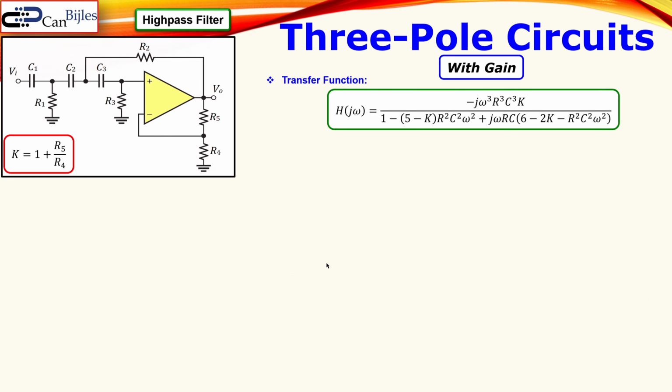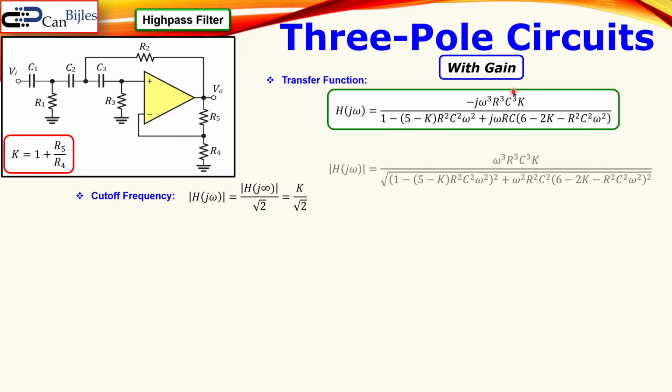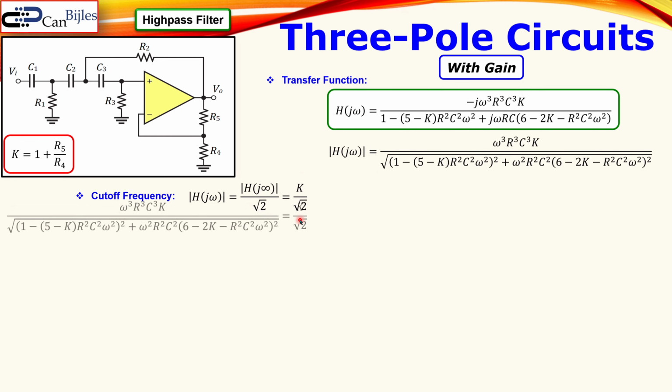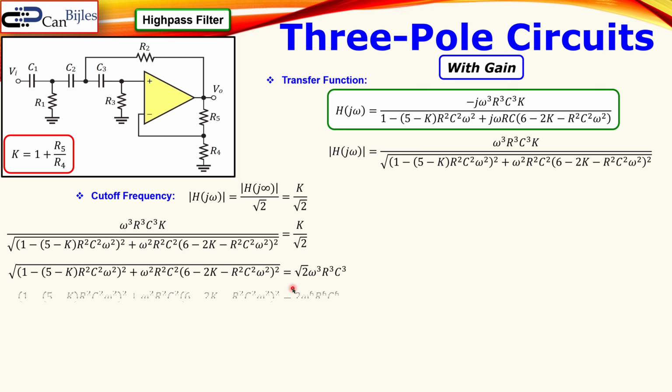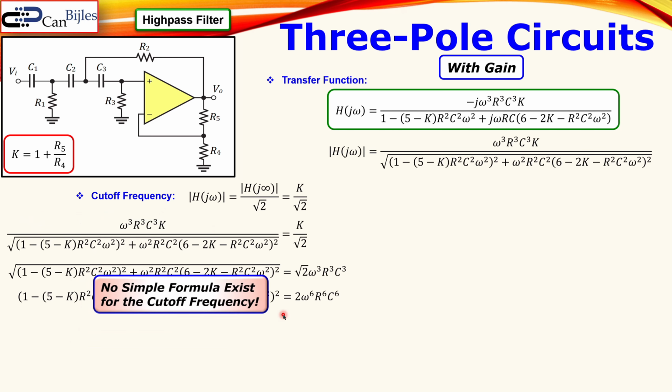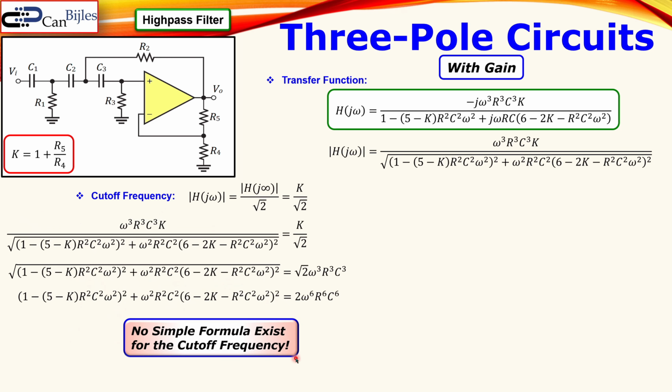Okay, what happens then for the high pass filter? That's a similar problem we have also here. So we can again find the cutoff frequency, looking at the high frequency gain, which is k, and again we take the absolute value of this one, which is the magnitude, equate that to that one, and try to solve it, which is of course impossible, again, because there is no simple formula for the cutoff frequency.